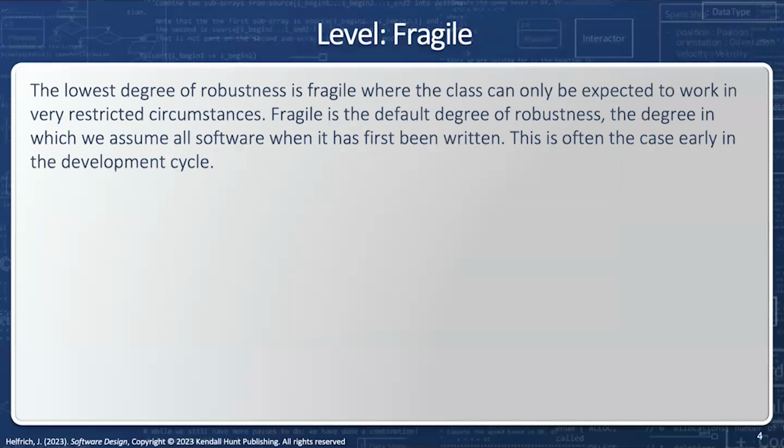First of all, the lowest degree of robustness is fragile, where the class can only be expected to work in very restricted circumstances. Fragile is the default degree of robustness, the degree in which we can assume all software has been first written. In other words, we haven't done any testing yet. This is often the case early in the software development cycle. So, question, why does code remain fragile?